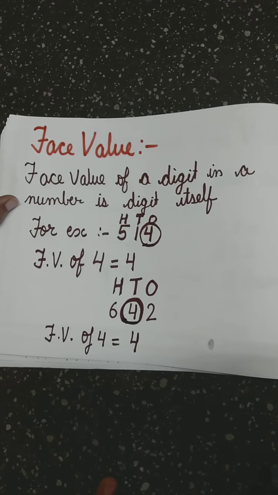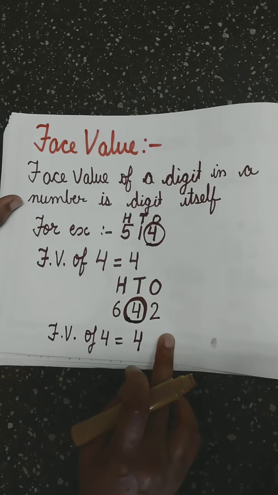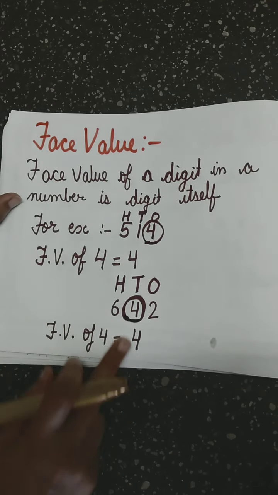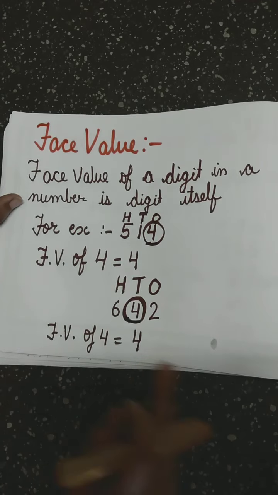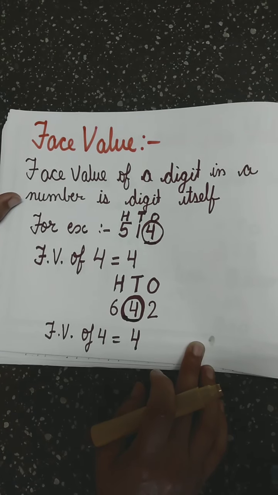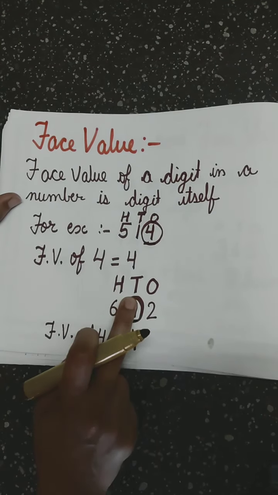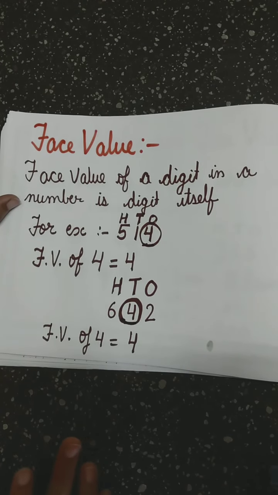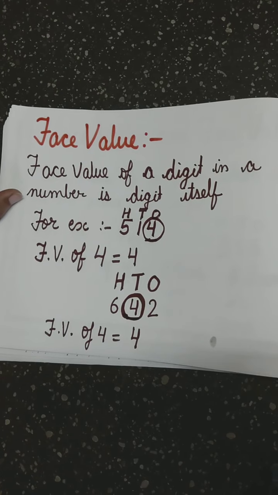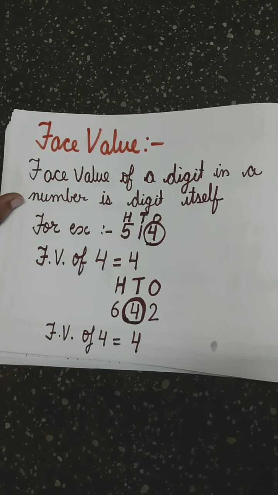So can you see that in both the examples we have found the face value of digit 4, and the answer in both examples is the same. So we can say that in face value it doesn't matter where the number is standing, whether it is on ones, tens, or hundreds. The answer will always be the same. So in face value, always remember the face value of any number is the number itself.